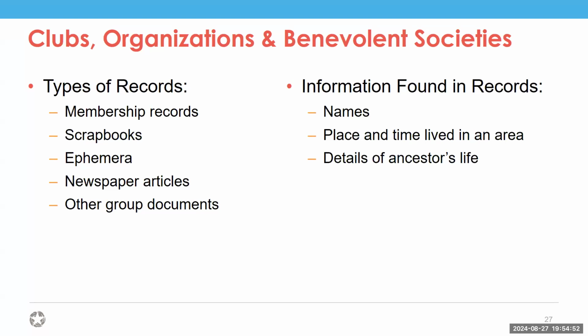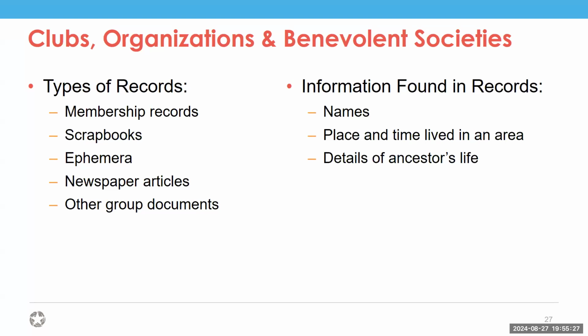Like you always said, like newsletters, things like that. So oftentimes it's just going to be names that you find, but again, it gives you a place and a time that your ancestor lived in a specific area, and it gives details about their life. Yeah, if they were the president of the junior league, then they were probably pretty active socially and all of these different things that they would have done. It gives you just more details like that to round out these women's lives.